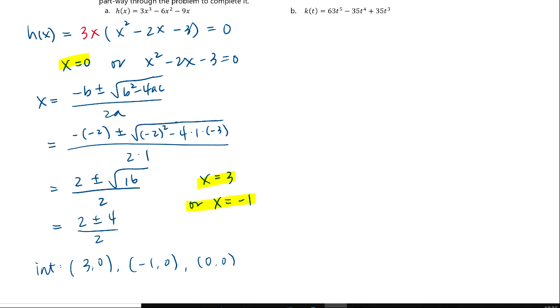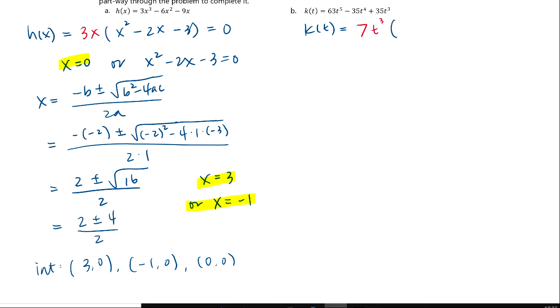Now for part B, we have a higher degree function. We want to go through the same process over here. If it wasn't obvious to you what the GCF is, definitely do some factorization on the side, and you will find out the GCF between the three is going to be 7. For the variable part, the lowest degree of the variable we have in common is t cubed.